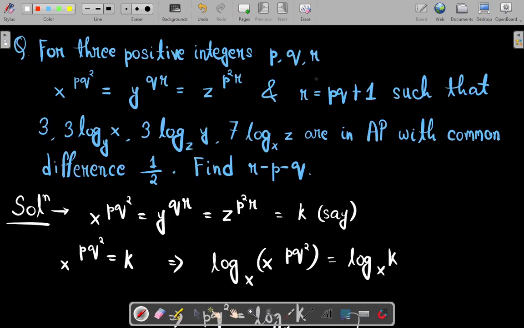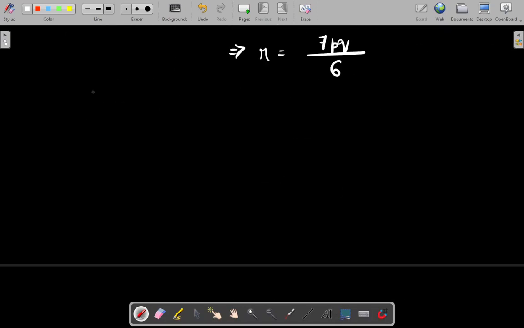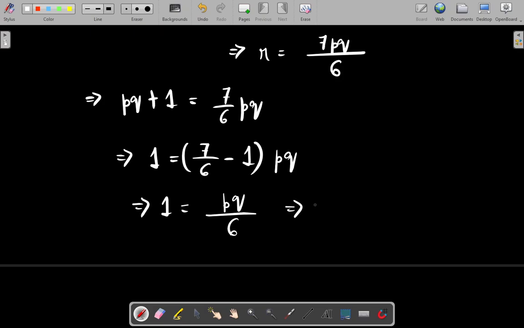Again, we are given that r is equal to pq plus 1. So we can substitute that value here. So this implies pq plus 1 is equal to 7 upon 6 pq. So this implies 1 will be equal to 7 by 6 minus 1, pq, right? I am taking this pq to this side. So this implies that 1 is equal to pq upon 6, right? So on cross multiplication, this gives us pq is equal to 6.